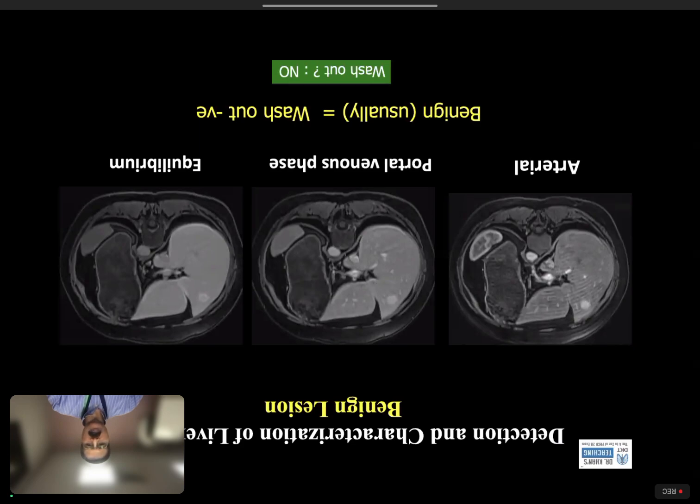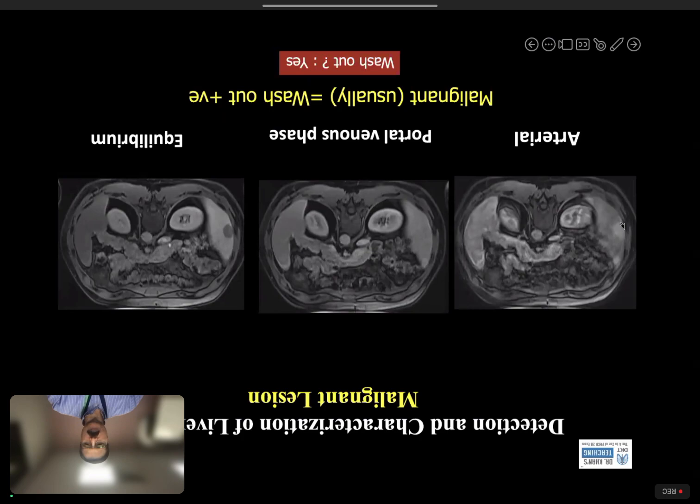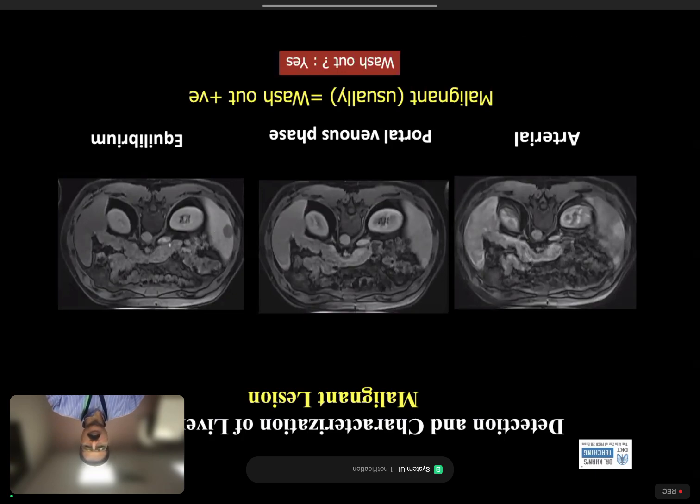On the other hand, a malignant lesion, look at this, this is a metastasis, arterially enhancing, then even here, if you look carefully, it has shown some washout, and here the washout is very clearly seen. So, once you pick this up, it means malignant. It can be a HCC versus metastasis and cholangio, etc.